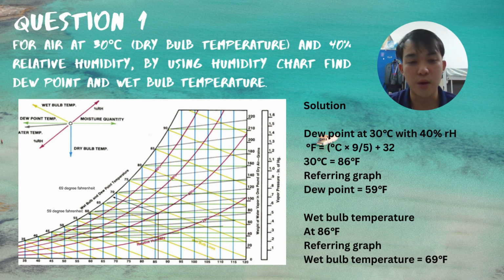About the wet bulb temperature, at the same point, which is the intersection point between 86 Fahrenheit and 40% relative humidity, pointing 315 degrees upwards, representing the yellow line that we can see above there. So, referring to the graph, the wet bulb temperature is equal to 69 Fahrenheit.